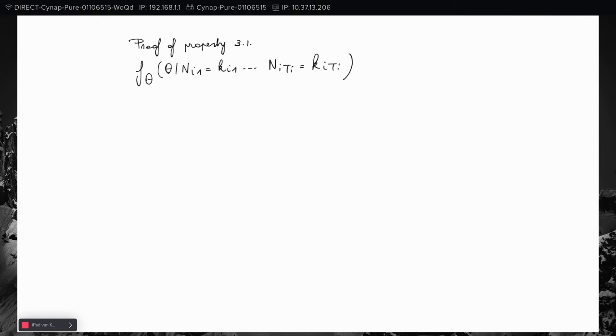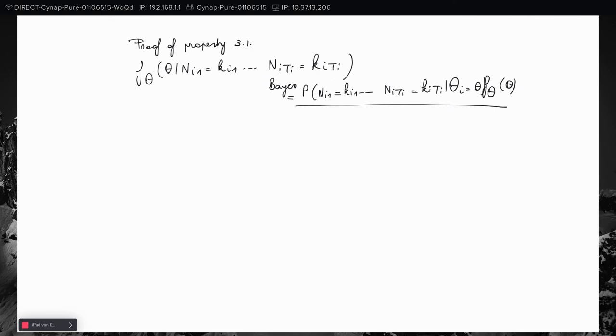So what do I do? I use Bayes. And if I use Bayes, I can write it like this: given that theta_i is theta, times my density. And I will divide by the joint probability of these N's. You'll have to pay good attention because it's prone to typos. So whenever I make a mistake, give a sign pretty quickly, because otherwise I'll mess up the whole derivation.